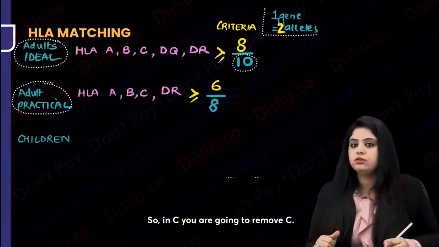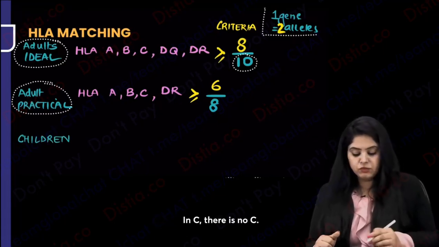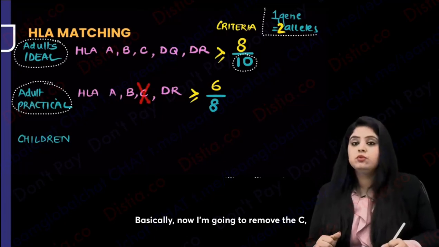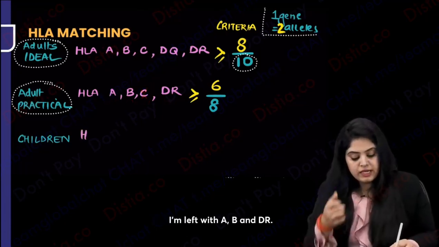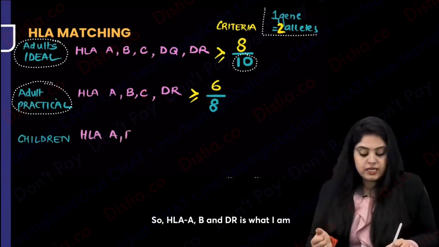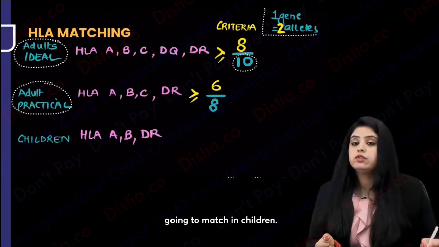So in C, you're going to remove C. In C there is no C. Basically, now I'm going to remove the C. So I'm left with what? A, B and DR. So HLA A, B and DR is what I'm going to match in children.